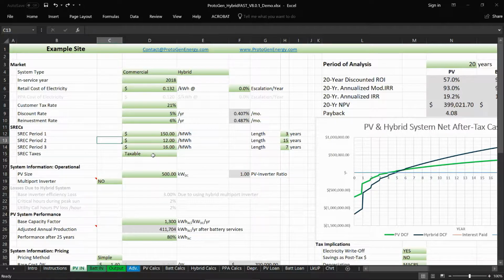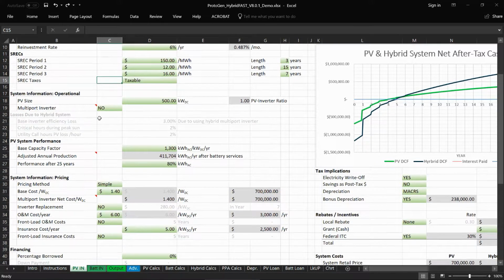You can also pick whether or not the SREX are taxable. They can be taxable or non-taxable depending on what type of customer you have. Maybe you have a government institution or a university that's not taxed and they're not going to be taxed on the income from SREX. So you can make that adjustment here.